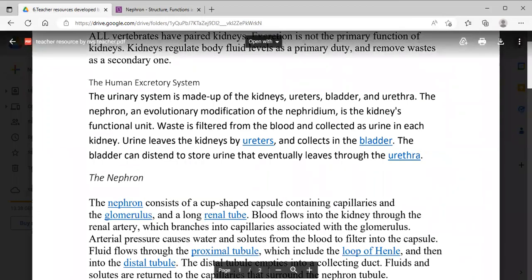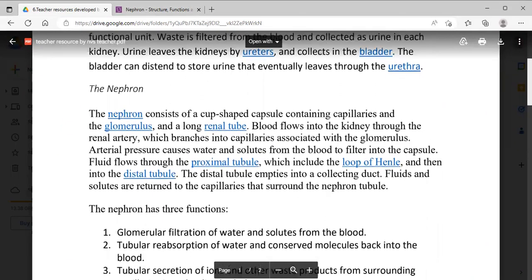The nephron consists of a cup-shaped capsule containing capillaries. Nephrons are the functional unit of the kidney. They contain capillaries, the glomerulus, and a long renal tubule. Blood flows into the kidney through the renal artery, which branches into capillaries associated with the glomerulus. Arterial pressure causes water and solutes from the blood to filter into the capsule. The fluid flows through the proximal tubule, which includes the loop of Henle, and then into the distal tubule. The distal tubule empties into the collecting duct, and fluid solutes are returned to the capillaries that surround the nephron.